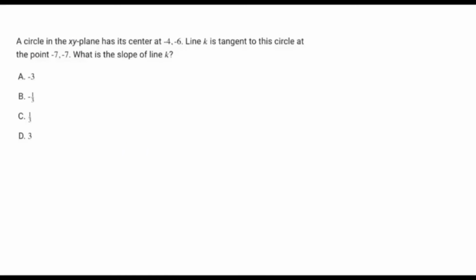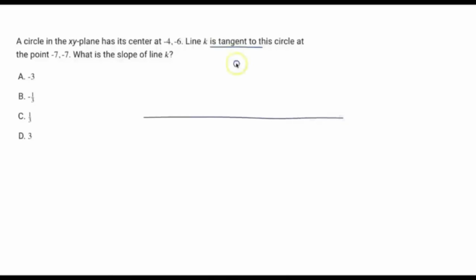A circle in the xy plane has its center at coordinates -4, -6. Line K is tangent to the circle at the point -7, -7. What is the slope of line K? So this is an interesting problem because when you talk about geometry on the SAT, you don't really get too much into the obscure concepts. So we have tangent lines on a circle. This one thankfully is quite simple and straightforward, so I'll show you how it's done.